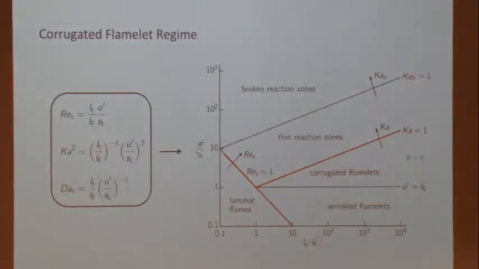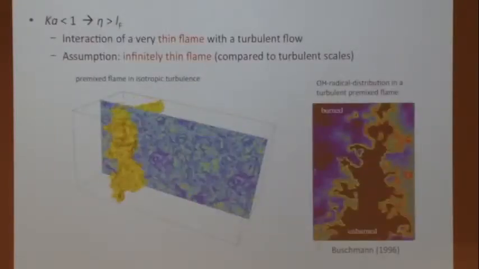Then also we have this line here, Karlovitz delta is equal to 1. So this here, by the way, is called the Klimov-Williams criterion. And this here I call the Peters criterion because he came up with this line. And then there's another one here which is not so important. This is when U prime is equal to SL, so this just means this here is equal to 1. That gives you this line. Okay? Damköhler would be just a line with a slope of 1. But again, the Damköhler number here is not so important, so we don't show this here.